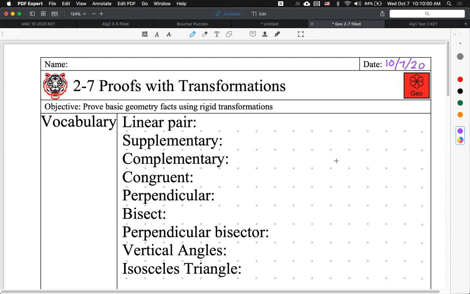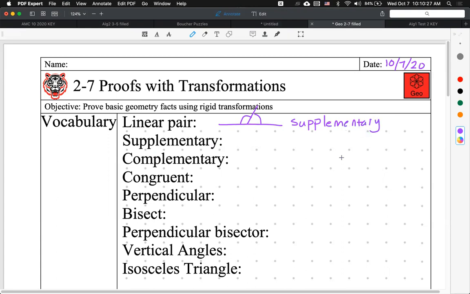All right, so vocab, tons of vocab. Linear pair. What is a linear pair? It's like if you have a line and then another line crossing in between it, it's those two angles. Yeah, these 2 angles form a linear pair. They sum to 180. So I say that a linear pair is supplementary. That's the next word. Supplementary.